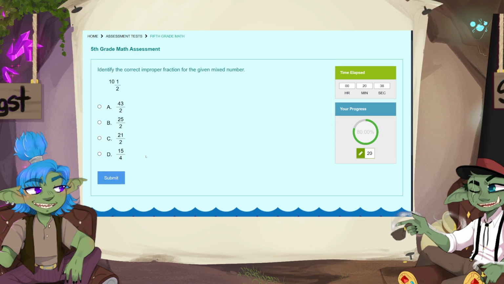Identify the correct improper fraction for the given mixed number. I remember hating doing this. I remember seeing this and hating it greatly. What? This one's just so easy, though.